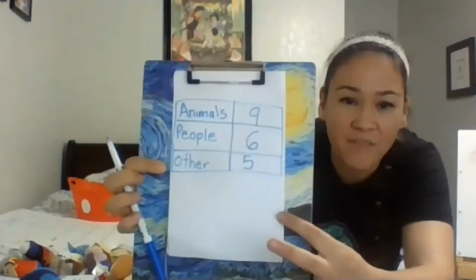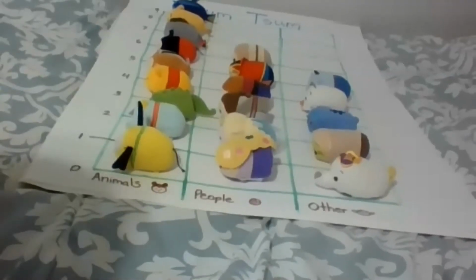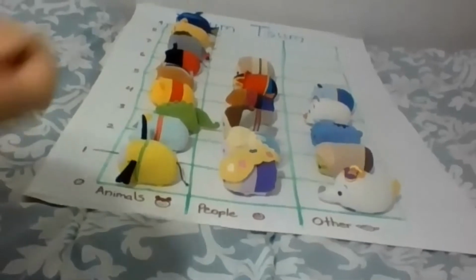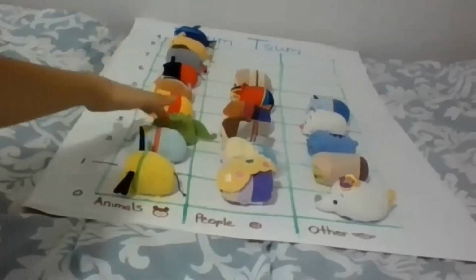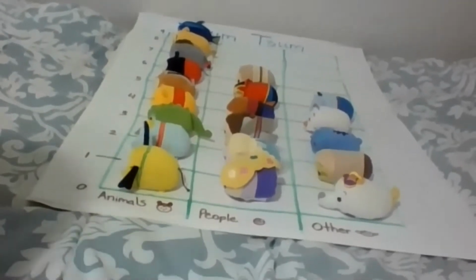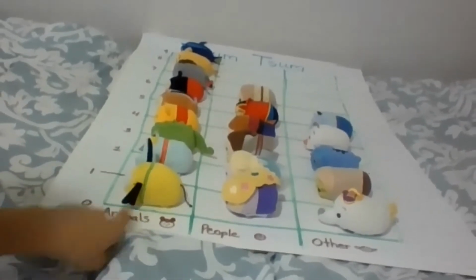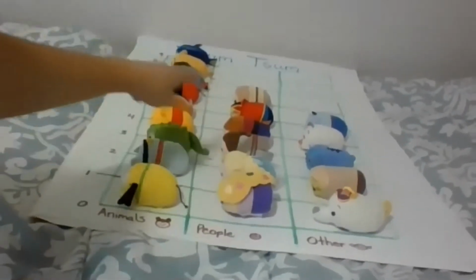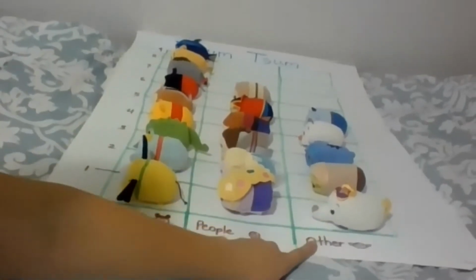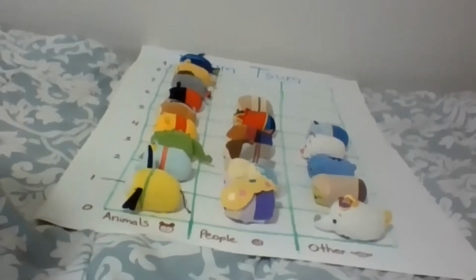But now that I have my table, I'm going to create a graph using my sum-sums to organize it. Let me show you. You see my graph? I use my real objects to make a graph. It's kind of like a picture graph, and it helps me organize my information. So now I know I have the most sum-sums, the animals, and then I have the 6 people, and then I have 5 others.